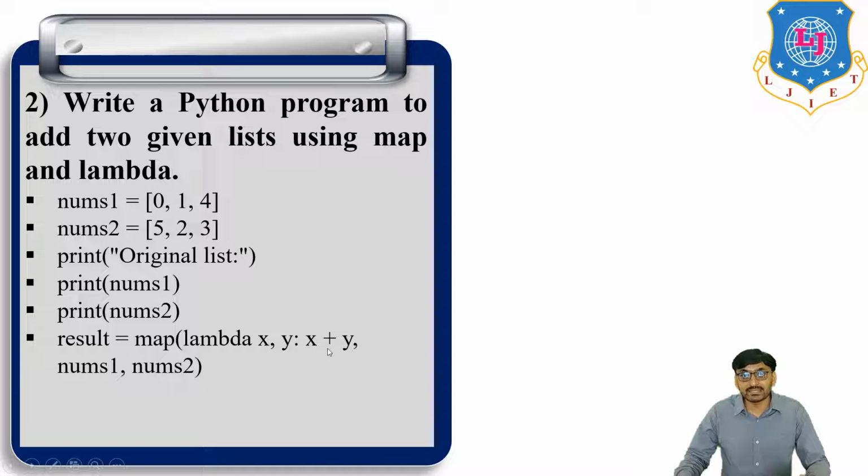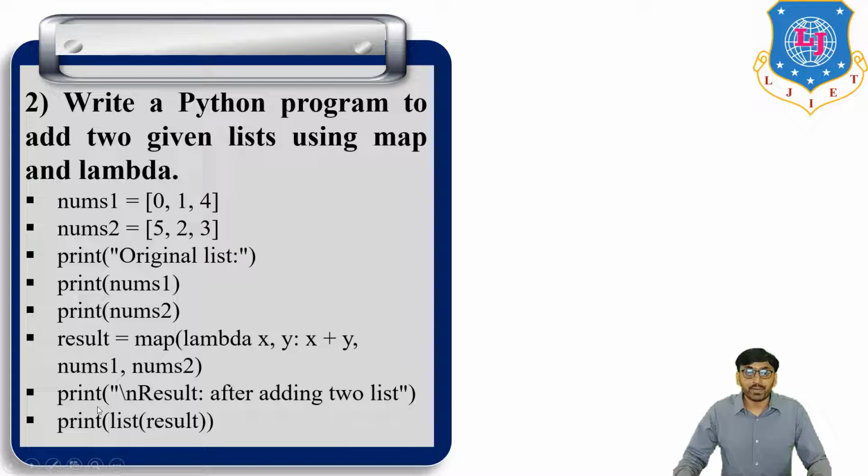And which expression is carried out? x plus y, then nums1 and nums2, so this is list 1, list 2. Here this lambda function is used to add corresponding elements of list 1 and list 2. Then print backslash n, which means the output is on the next line, so this is an escape sequence character. Result after adding two lists, then print list of this result, so this result is printed in list form.